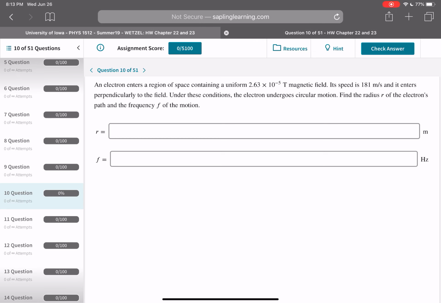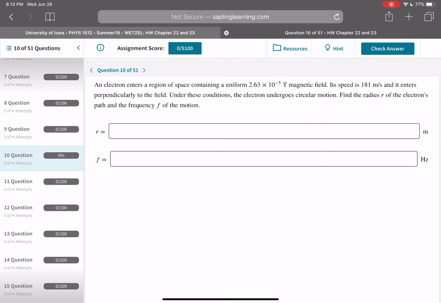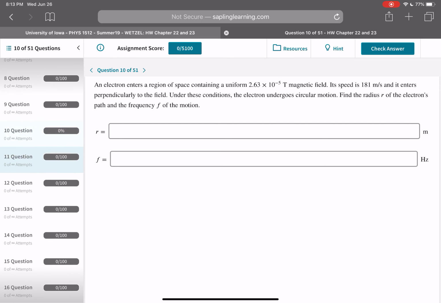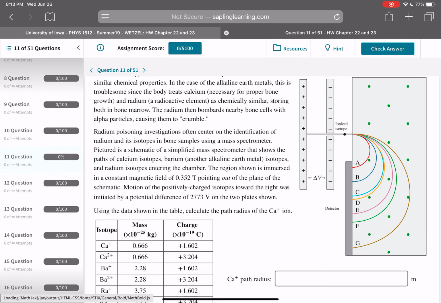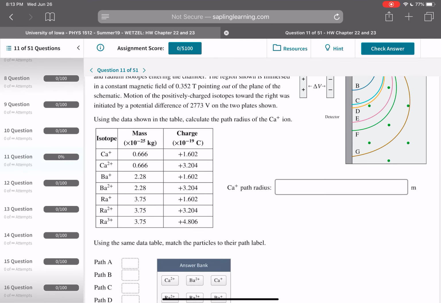You've got the B field, you've got the v, you've got the circular motion, mv squared over r. What's the radius, and what's the frequency? Again, just look up the set equation for this type of motion, and plug and chug. Okay, elements that appear in the, so okay, we've got a mass spectrometer problem here.